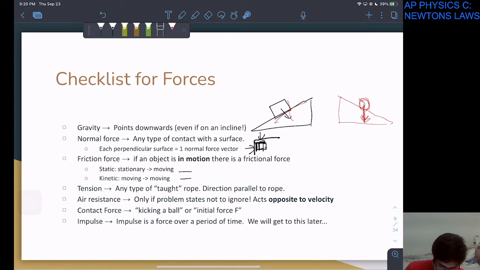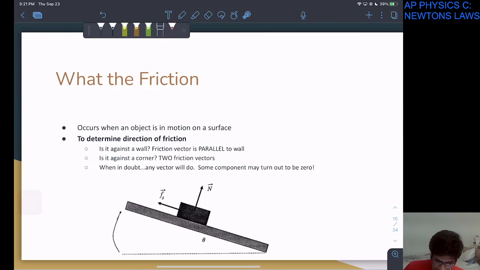Look for those too. And there's something called impulse, which we'll look at in a later unit. This is a force over a period of time, kind of delivering force. We won't really see that today, but it's just something to start to think about.